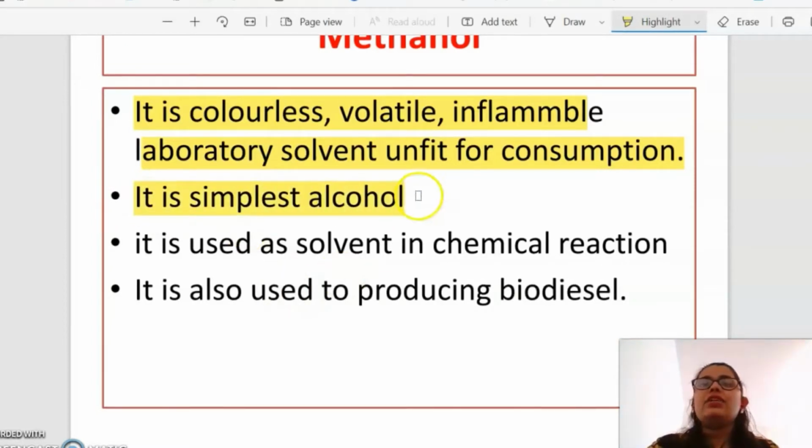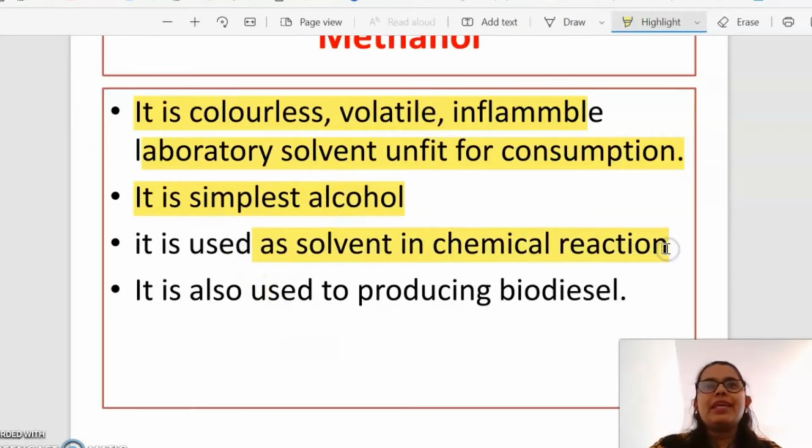Yes, that is the lower branch of alcohol in the alcohol series. Then it is also used as a solvent in chemical reactions, many chemical reactions, because methanol is CH3OH. So methanol contains CH3. This methyl is a very important group. For methylation of many compounds we can use methyl alcohol.